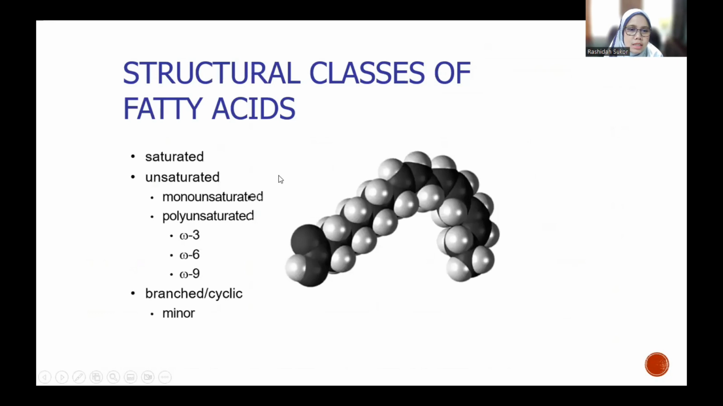Structural classes of fatty acids: saturated and unsaturated. Saturated means there is no double bond. Unsaturated can be monounsaturated, where mono is one, so you have one double bond, or polyunsaturated, where you can have more than one double bond. We call them omega-3, omega-6, omega-9. We also have branched or cyclic fatty acids, which are minor.